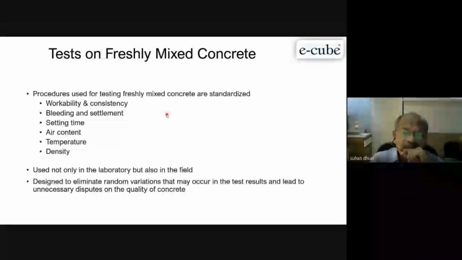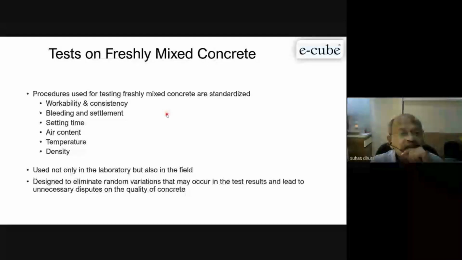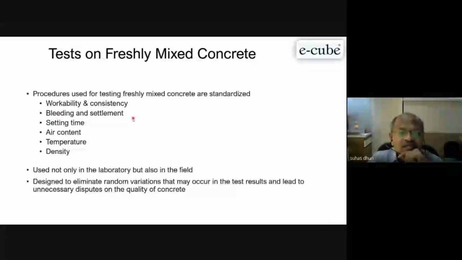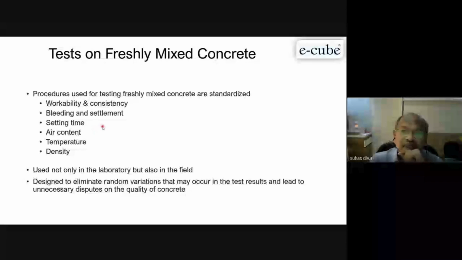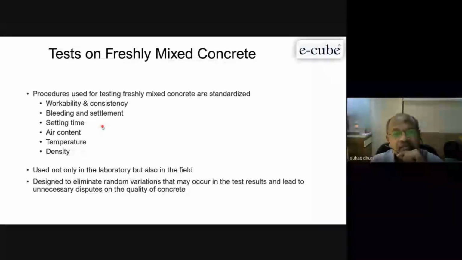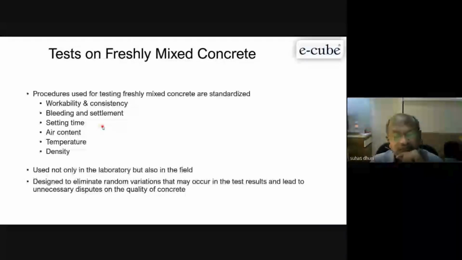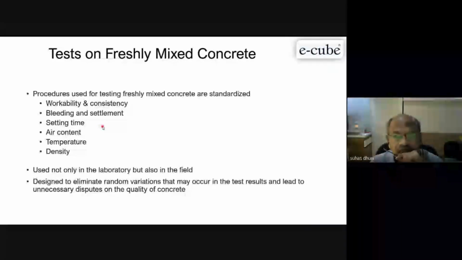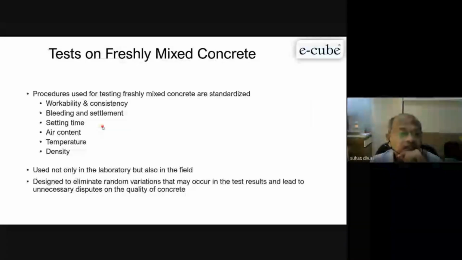What are the tests, which is the IS code, what is the procedure, one has to understand. Bleeding and settlement, that is also a test. Setting time of concrete is also a test which can be done in the laboratory to understand the importance of setting time. Now this setting time is totally different from setting time of cement. I'm not talking about setting time of cement, I'm talking about setting time of concrete. Now there is a code for it. We'll discuss this also.